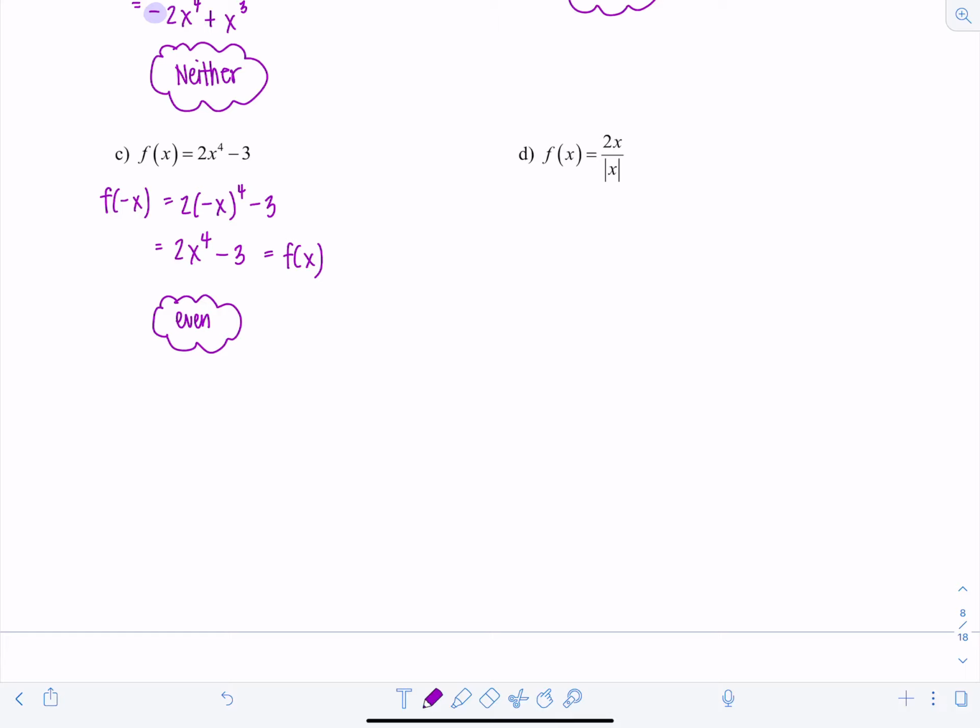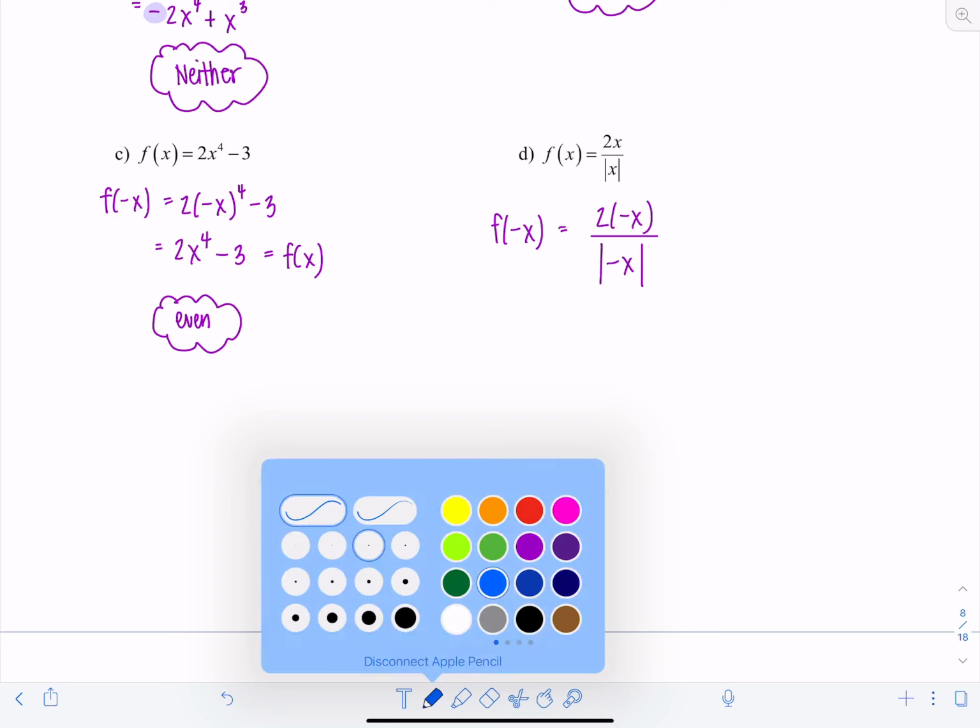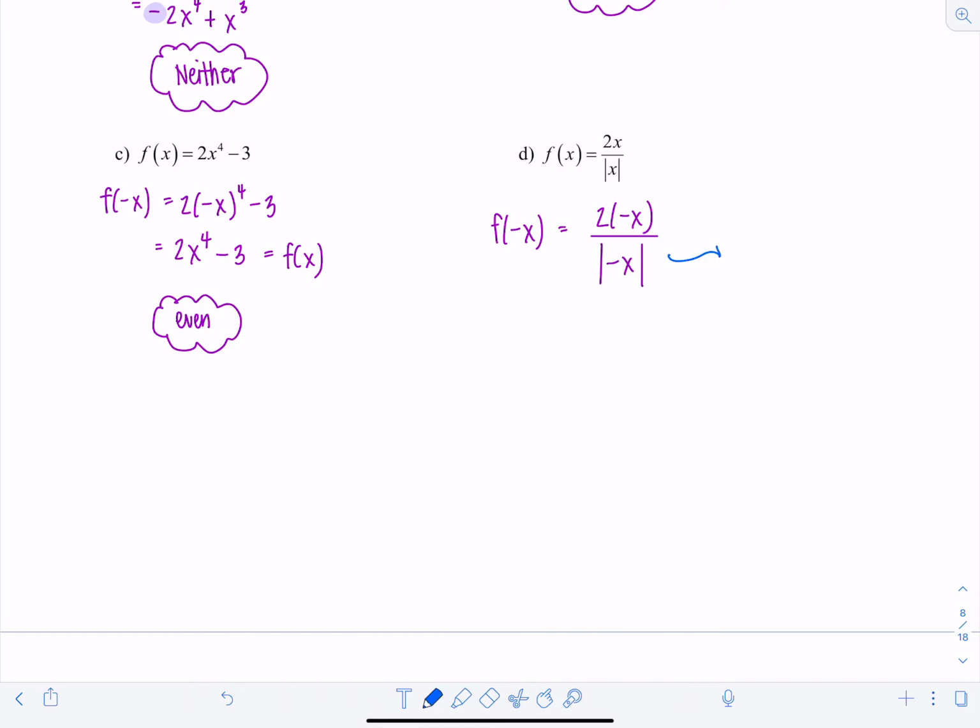Okay, one more. f of x is 2x over absolute value of x. So I'm going to replace x with negative x. So I have 2 times negative x over absolute value of negative x. All right, do you know how to simplify absolute value of negative x? Now be careful. So absolute value of negative x is negative 1 times x, right?